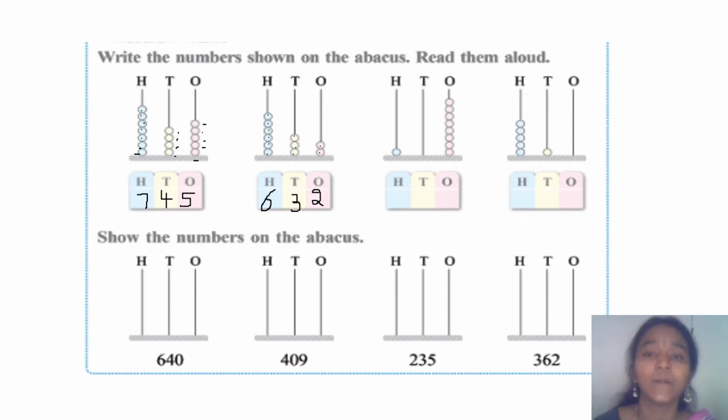Here, under tens, are there any beads? No. So what should I write here? 0 beads. Okay, let me do this for you. I'll give this one for your homework.